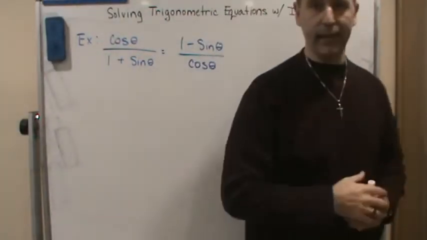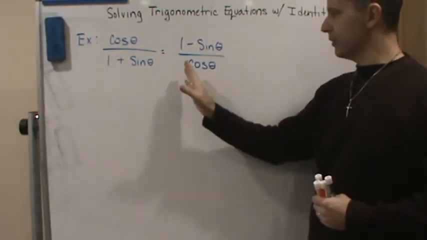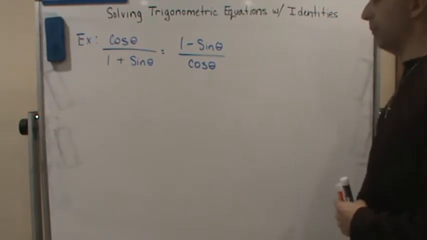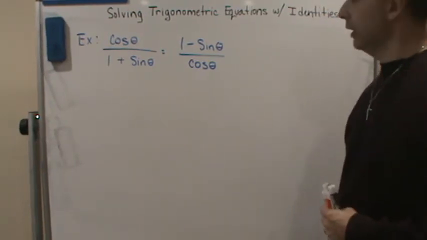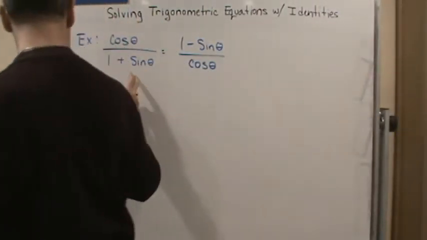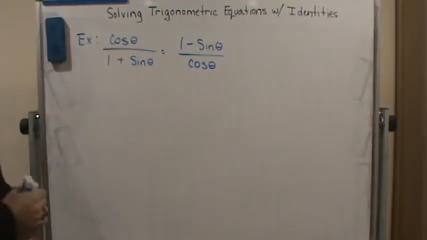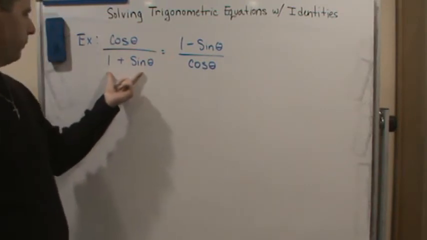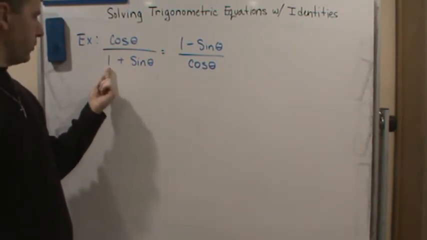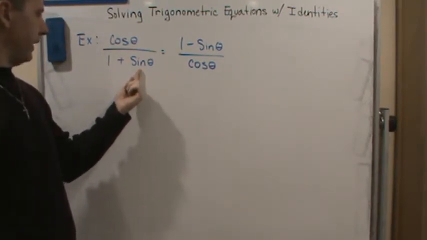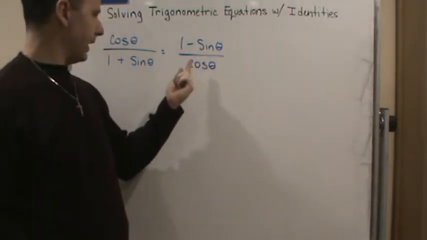Okay, so welcome back, and now we're going to do another one where we're going to verify this identity. The one thing I notice here, and this is something you're going to have to be aware of, is that I have 1 plus sine theta here and 1 minus sine theta here.